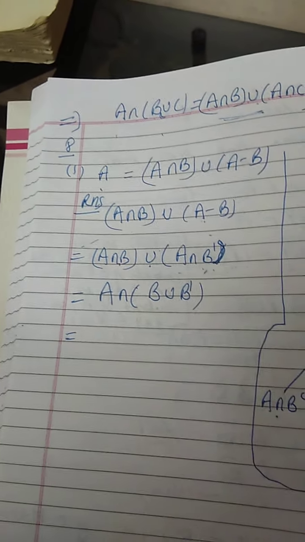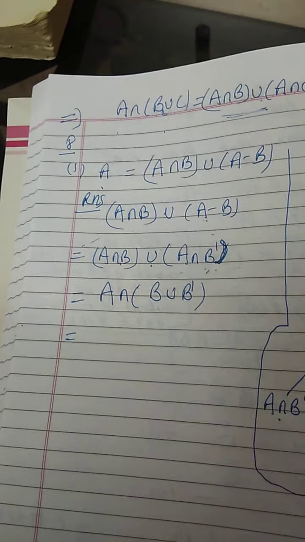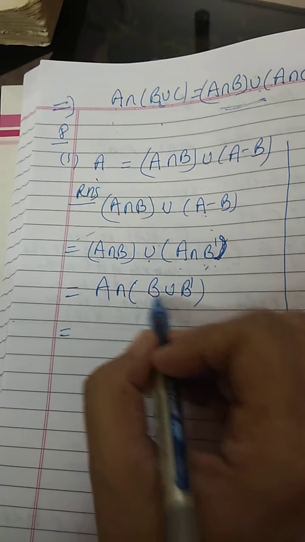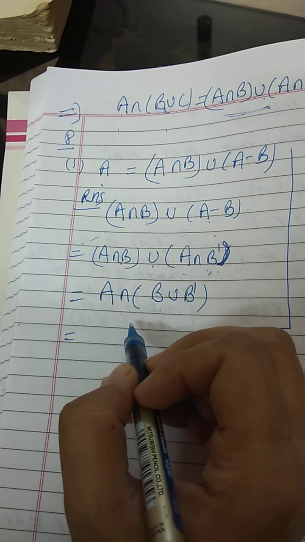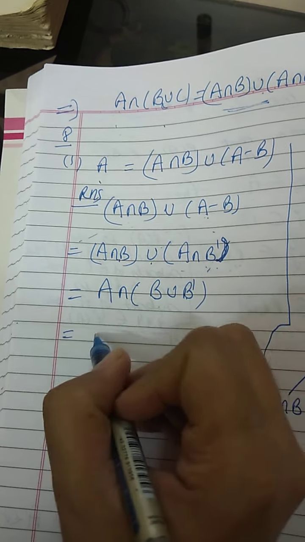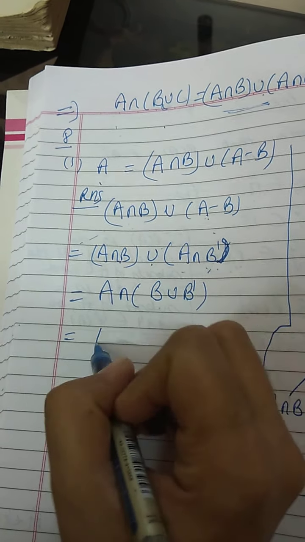And now what is B union B complement? If you remember, we have done the properties of union as well as the complement. So B union B complement, or A union A complement, is equal to the universal set. So it will be A intersection universal set. Now, A intersection universal set: when I take the intersection, what will be the common region? The common region will be set A only. And this is our LHS which we were supposed to prove.